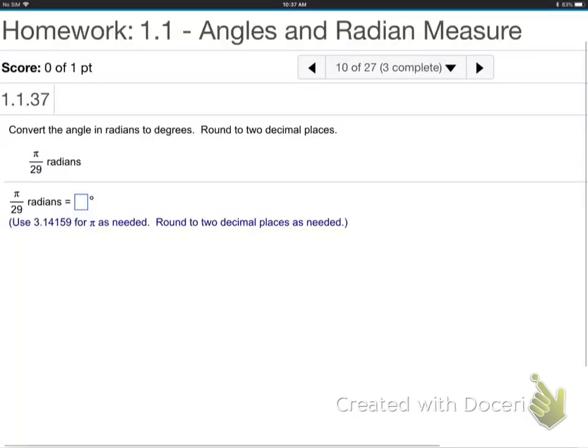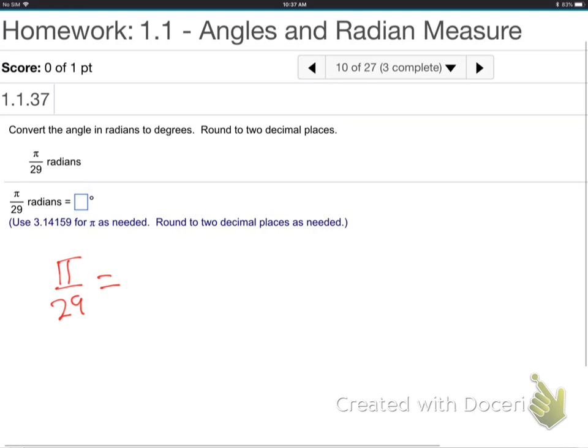Pi over 29. They want you to convert. It's in radians. They want you to go to degrees. Is there a pi on the scene? Yeah. So just pop in a 180, right? Just pop a 180 right in the pi slot.